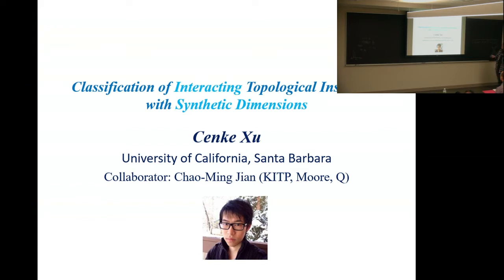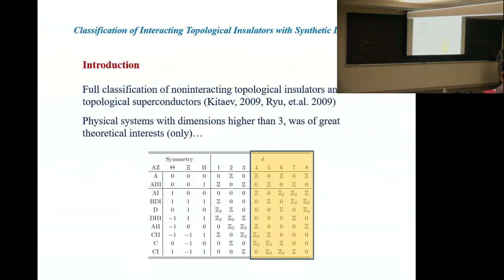The key point in the title will be interacting topological insulators with synthetic dimensions. I will explain what they mean. We all know that our field has a very heroic classification of topological insulators and topological superconductors from almost 10 years ago. It's actually a periodic table, with a classification beyond 1 to 3 dimensions. These higher dimensional topological insulators and topological superconductors are very interesting to theorists like me, but they are of theoretical interest only.